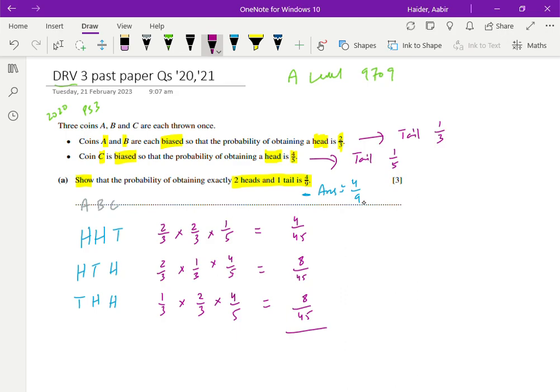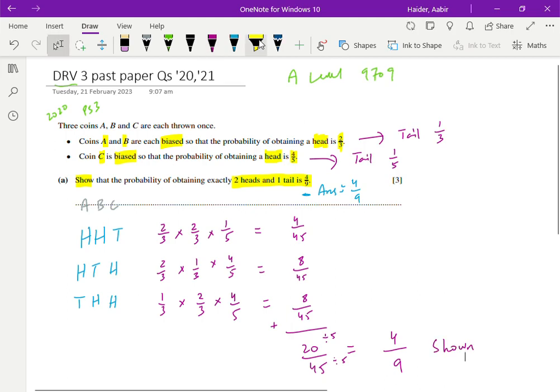If you add them up, you should get 20 over 45. Okay, and if you reduce it by 5, you are going to get the answer that was in the question, and hence you have shown your answer to part A. Now this is for part B.